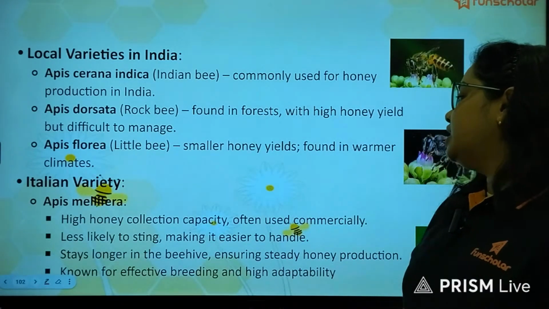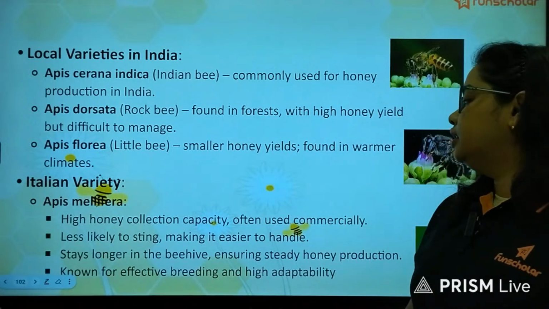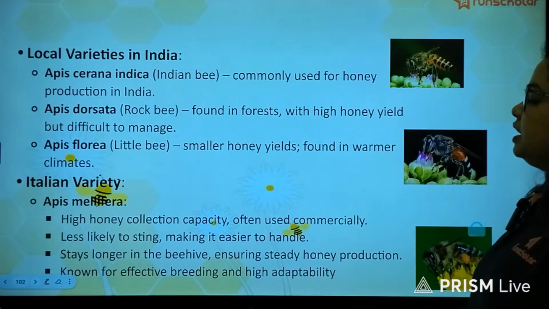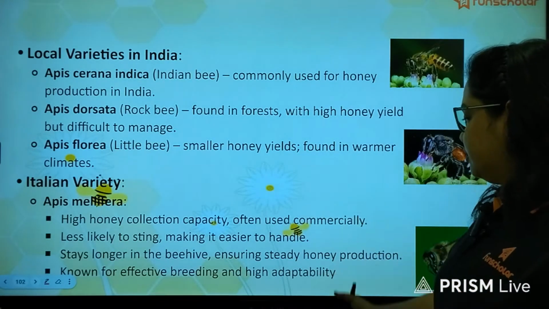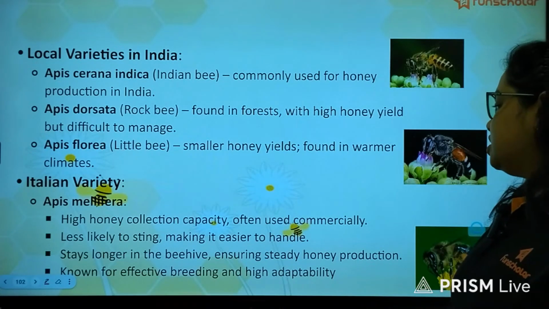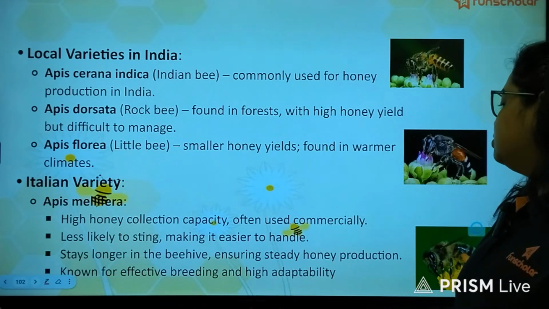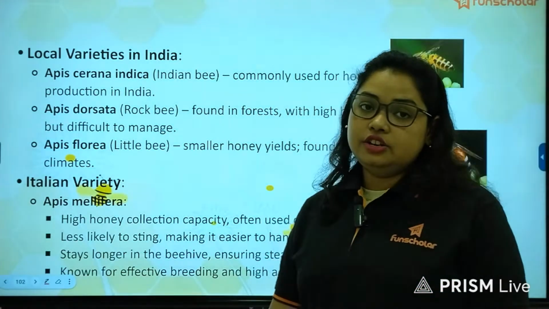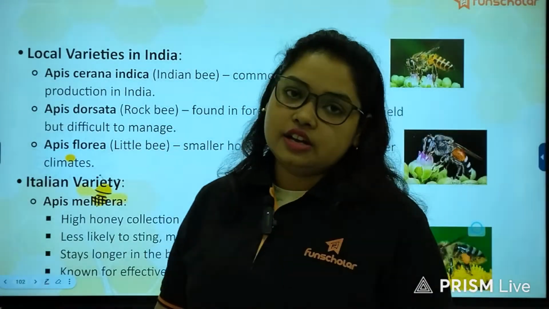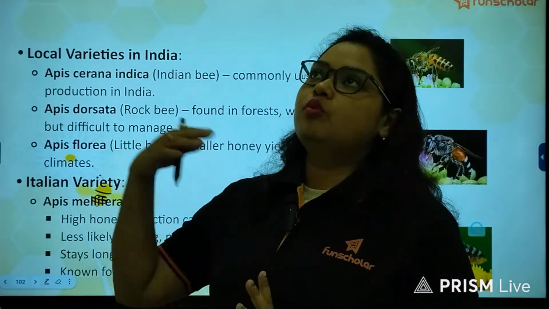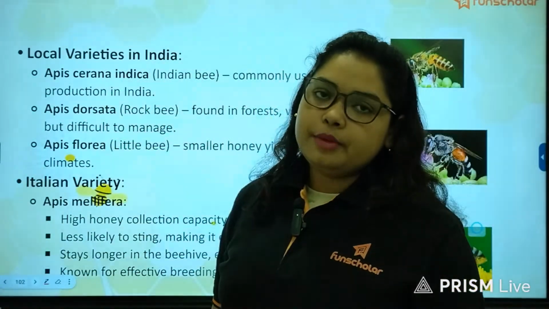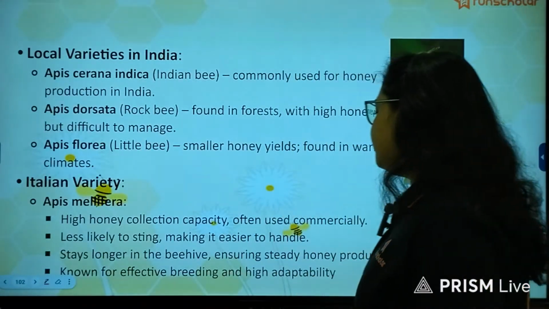Then the Italian variety, which is most suitable and most desirable for honey production, is Apis mellifera, because of the following traits that it possesses. So that is high honey collection capacity, often used commercially. The honey that it will actually produce, it will garner nectar way more than the Indian varieties, and the production of honey by processing that nectar is also very high.